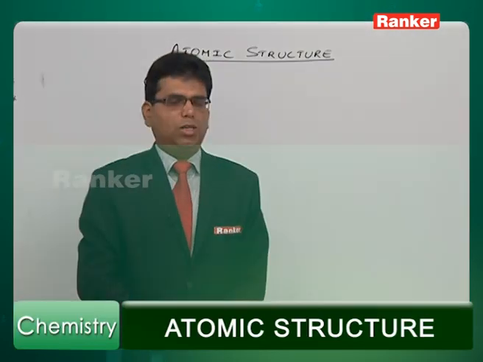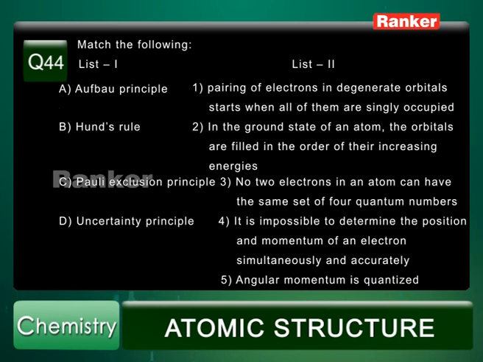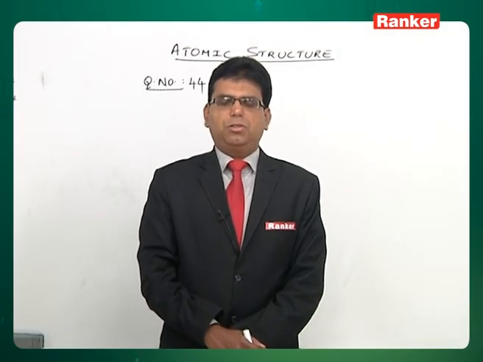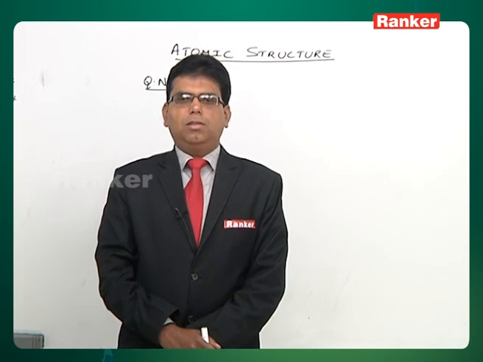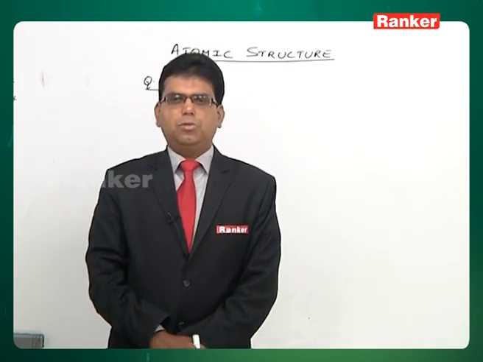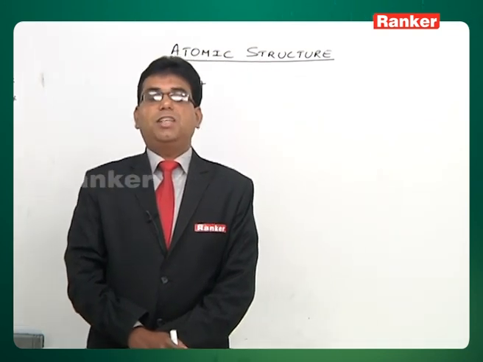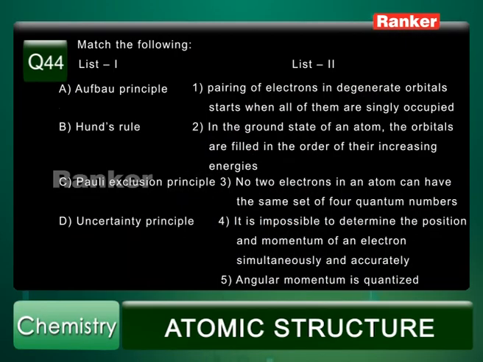Now let's move on to question number 44. In question 44, different principles that we learn in the chapter of atomic structure are given: uncertainty principle, Pauli's exclusion principle, Hund's rule and Aufbau principle. What the Aufbau principle says is that while filling electrons into different orbits, the least energy level is filled first. So for the Aufbau principle, the correct match is option 2: in the ground state of an atom, the orbitals are filled in order of their increasing energies. And Hund's rule says pairing of electrons can take place only when all the lower energy levels are completely filled first. So Hund's rule corresponds to option 1 on the right side.